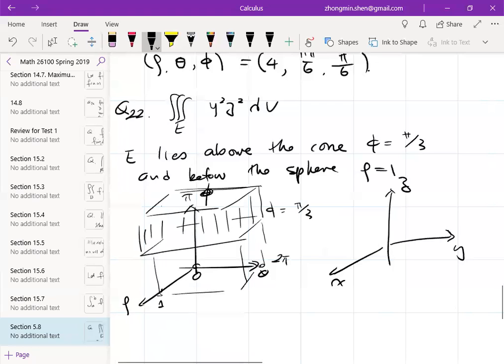This is in the pre-image, in the spherical coordinate system. Now, if you really want to draw the picture here, how do I do that?